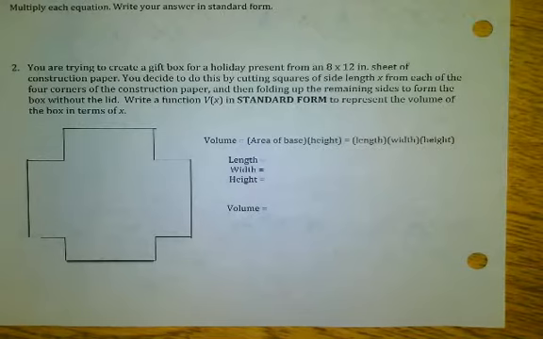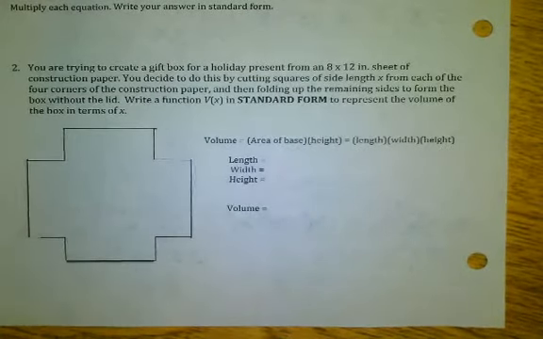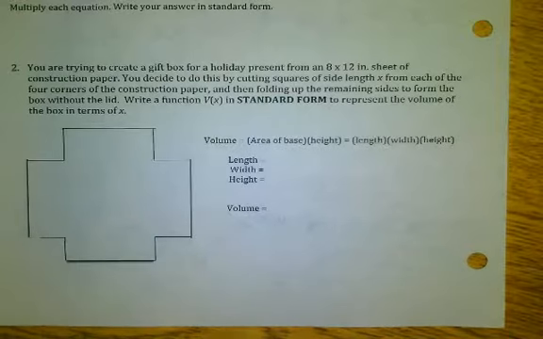So if this is my 8 by 12 inch construction paper, I'm cutting out squares at each of my corners that have side length x. Okay, so there's square 1. Maybe these are even, probably not. You'll have a problem like this on your test, so just pay attention. Okay, so I cut out my 4 squares on my paper.